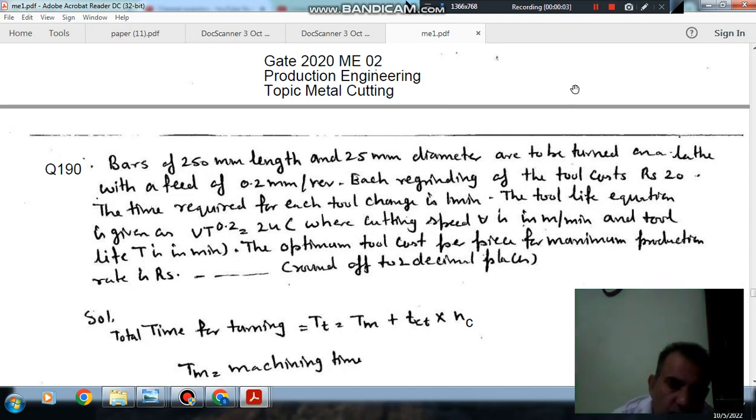Hello, welcome again. We are solving some questions of production engineering. The topic is metal cutting. Question number 190 from GATE 2020 ME-02.